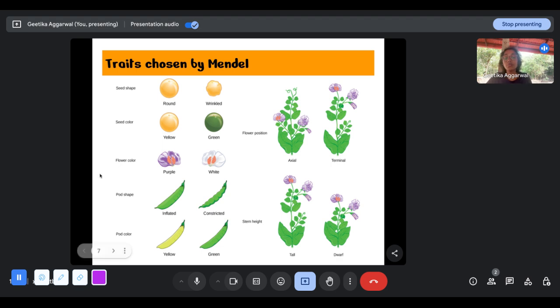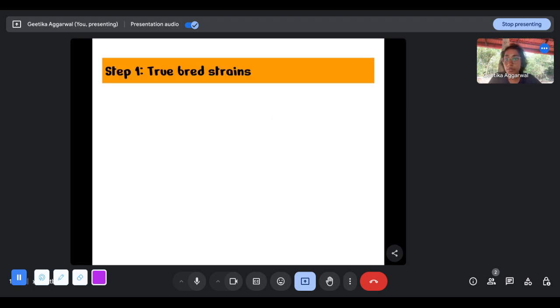And then he chose the pod. He saw that the pod shape could either be inflated or a constricted pod. The pod color could be yellow or green. The position of the flower could be axial or terminal, and the stem height could either be tall or dwarf. So these were these seven characteristics or seven traits that Mendel chose to include in his study experiments.